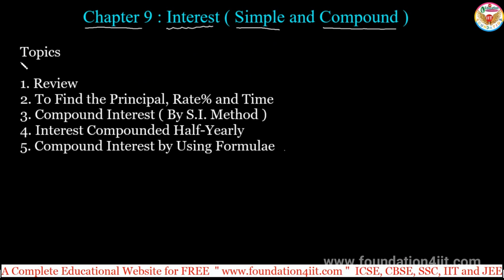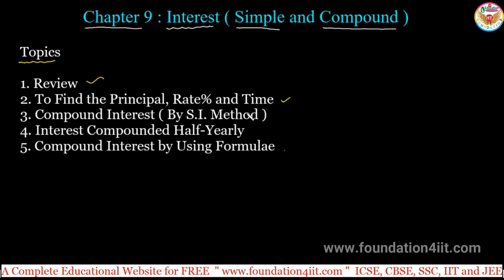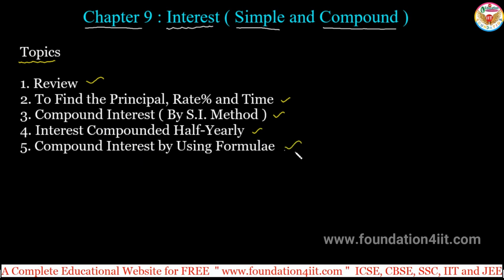Right. So these are the topics I'll explain here. First, let us see the basic formulas of simple and compound interest, and how to find the principal, rate percent, and time based on the formulas. In compound interest, we have three ways: compound interest by using the simple interest method, interest compounded yearly, like annually, half yearly, and compound interest by using the formula. Right. These are the topics we'll see.